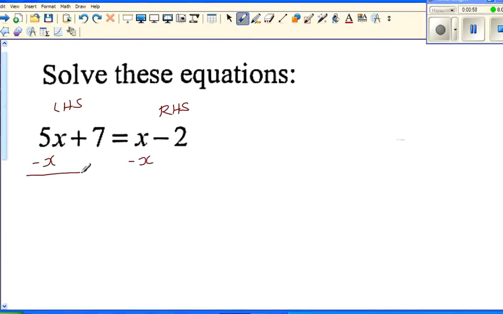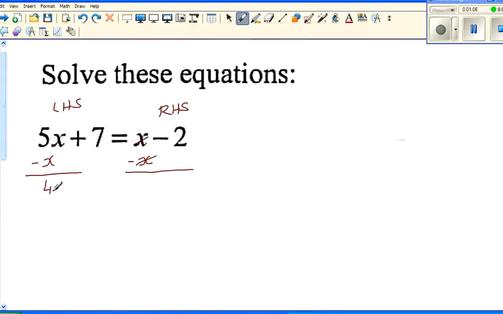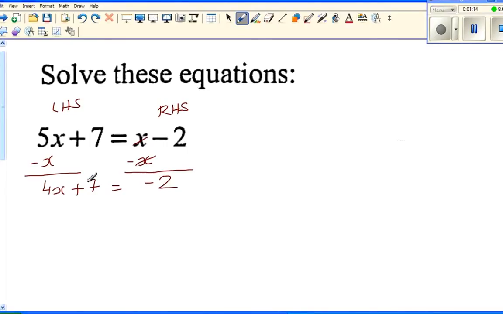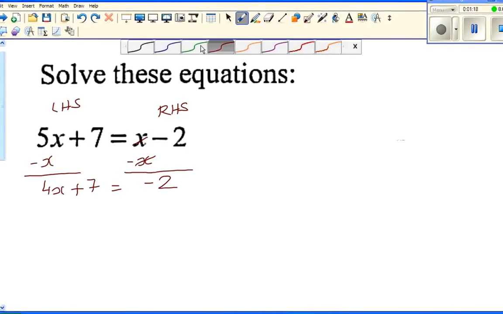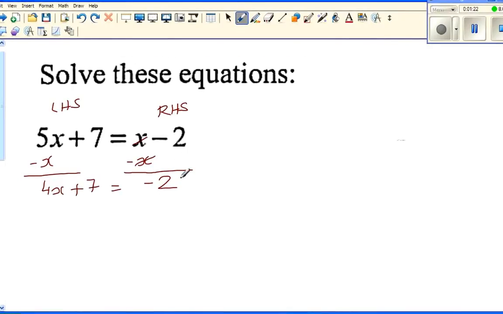So I'll do one step at a time. This will bring the x's on one side. So you go 5x minus x is 4x plus 7 is equal to negative 2, just like that. And then you want to get rid of this plus 7 from the left hand side, or you want to bring the numbers on the right hand side.